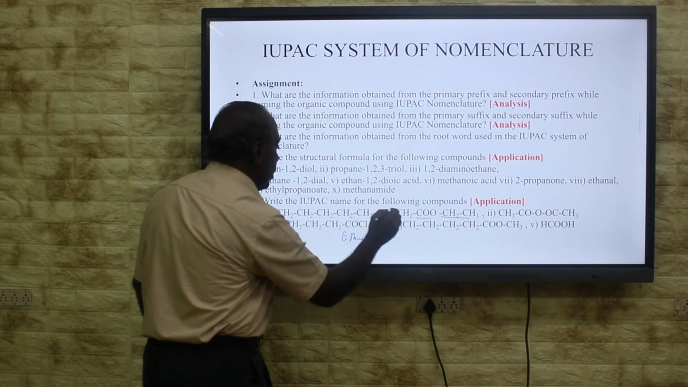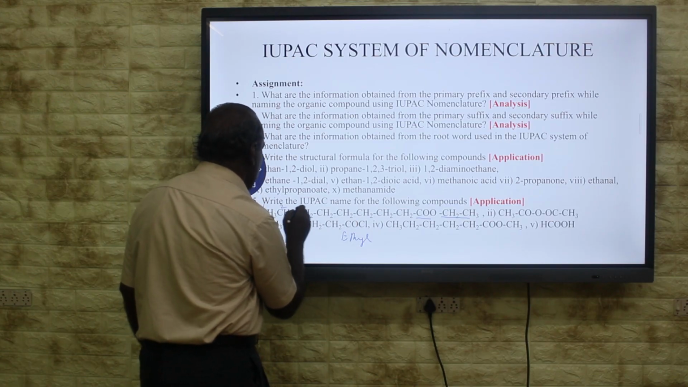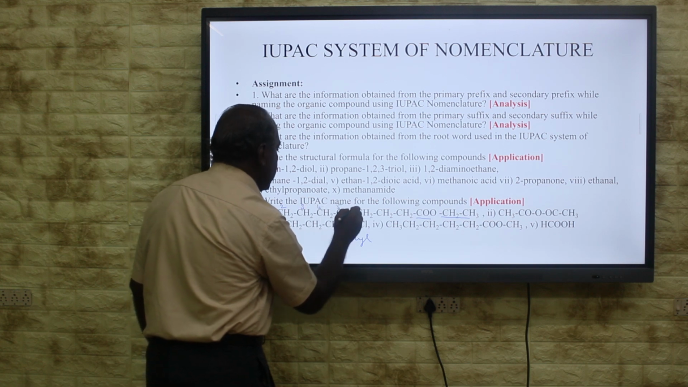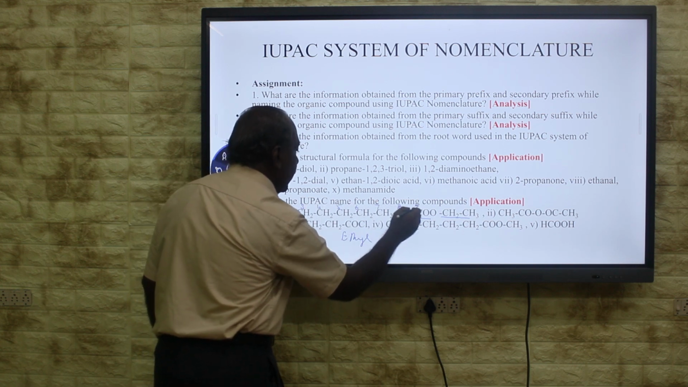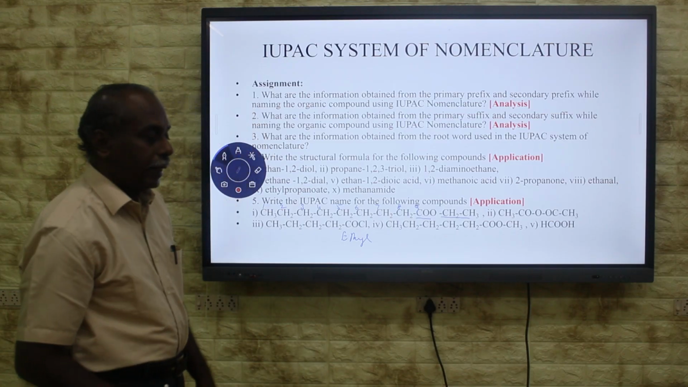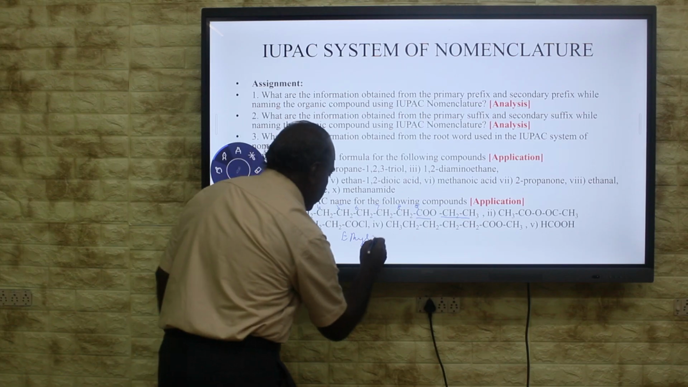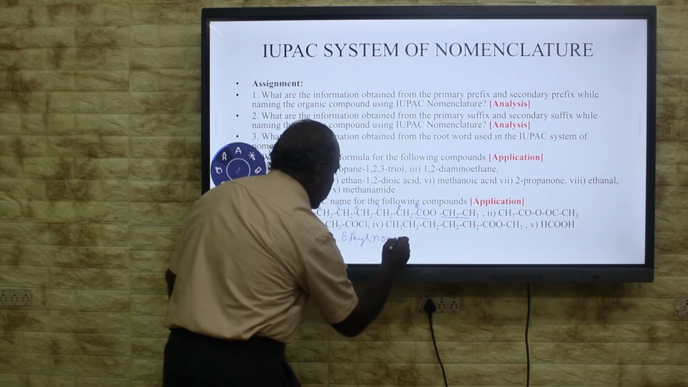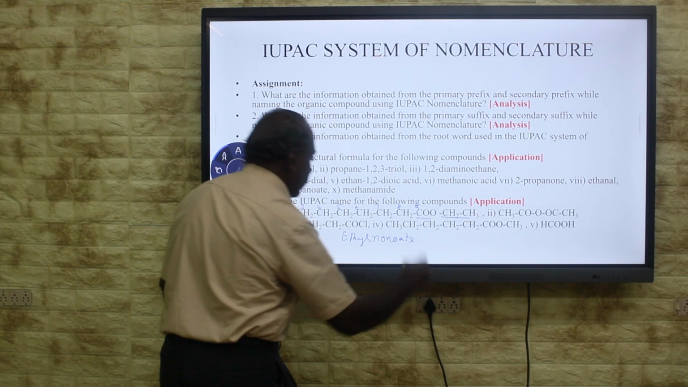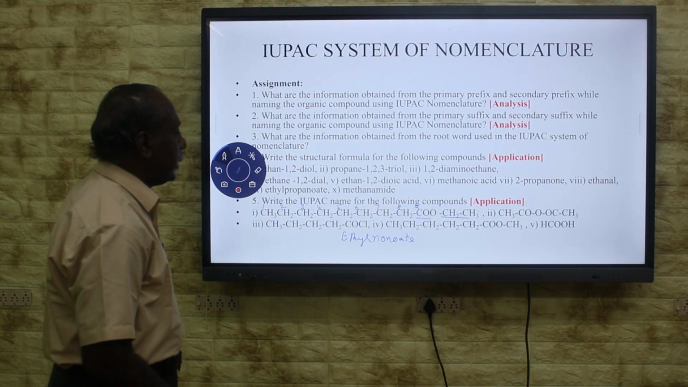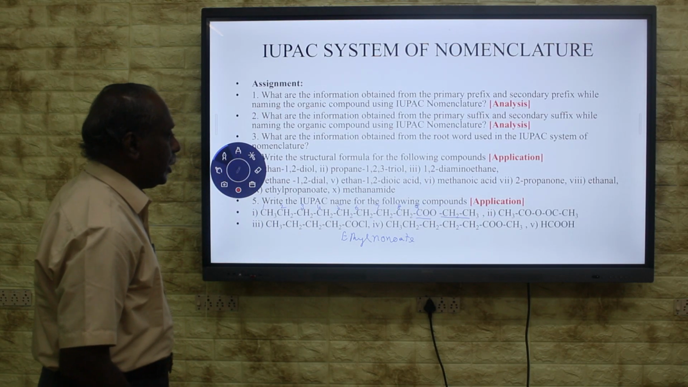Then you count the carbons for the name of the carboxylic acid: 1, 2, 3, 4, 5, 6, 7, 8, 9. A 9 carbon carboxylic acid is nonanoic acid. So, ethyl nonanoate. It is a way of writing the name of this compound.